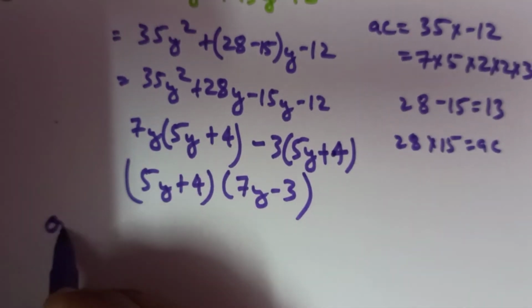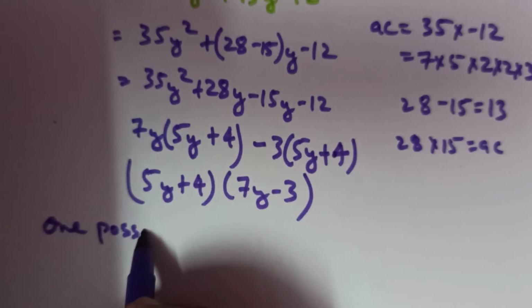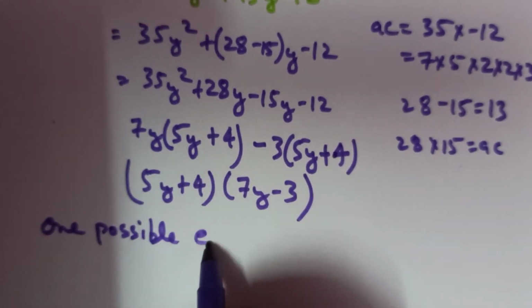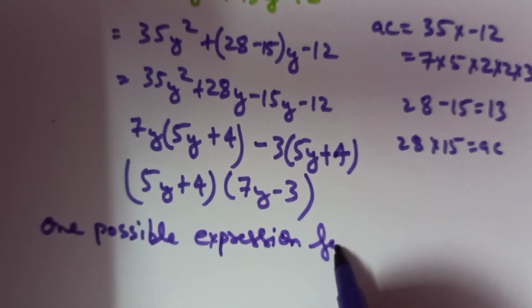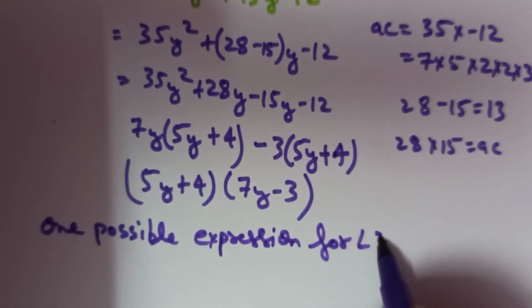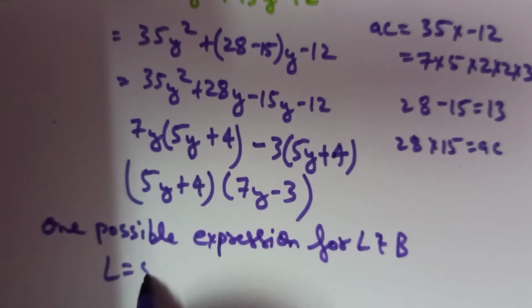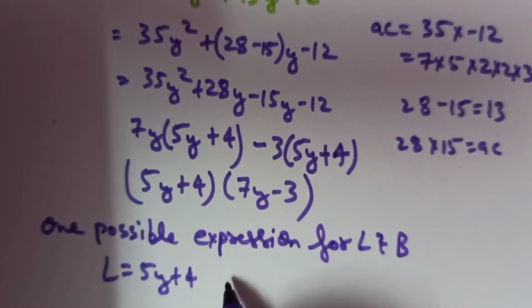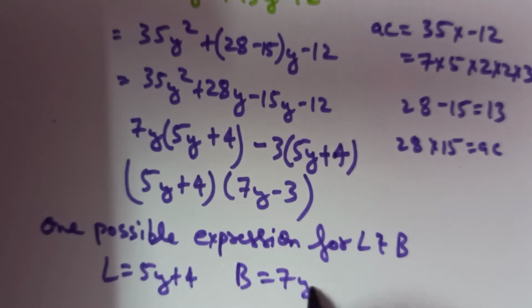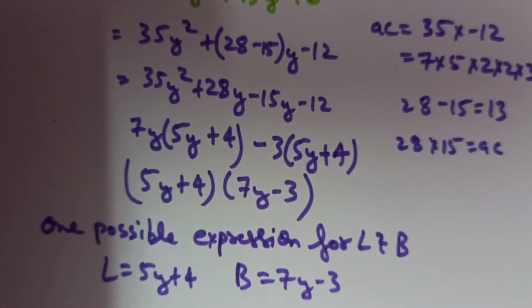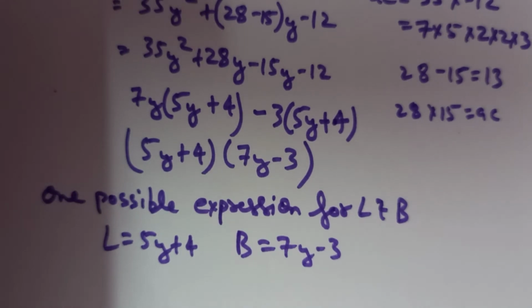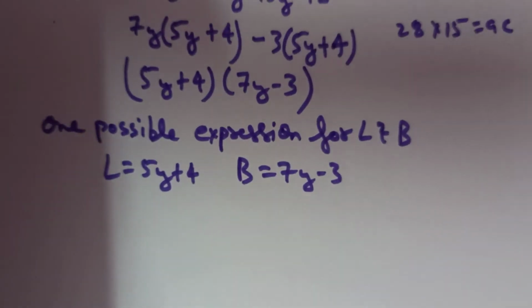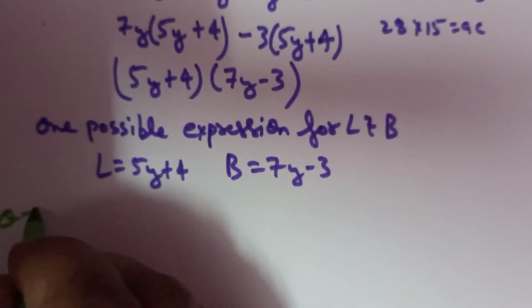So one possible expression for length and breadth will be length is equal to 5y plus 4 and breadth is equal to 7y minus 3. It can also be the case that 5y plus 4 is the breadth and 7y minus 3 is the length. Okay, so now we will be moving to the next question, that is question number 16.